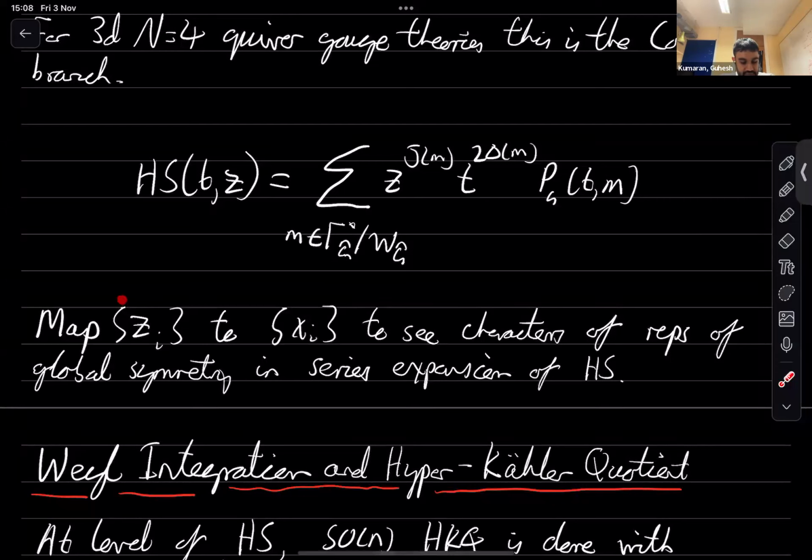Now, what we'll do is take these topological fugacities and map them to these character fugacities using the Cartan matrix or some way of mapping them. And this will help you explicitly realize the global symmetry of your Coulomb branch.